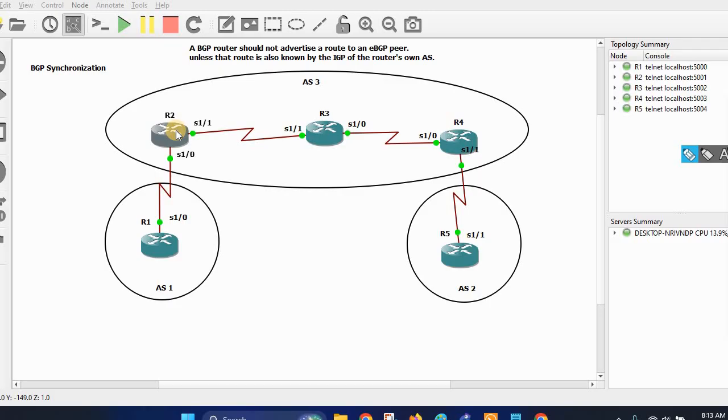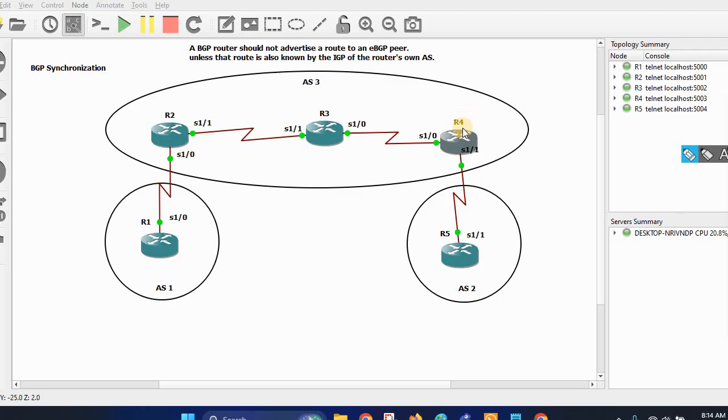I will explain our topology. R1 is AS1, R2, R3 and R4 are AS3, and R5 is AS2. R2, R3 and R4 all have an OSPF configuration, and R2 and R4 use BGP neighbors with loopback interface IPs. R2 and R1 use the direct interface because it is an eBGP neighbor.